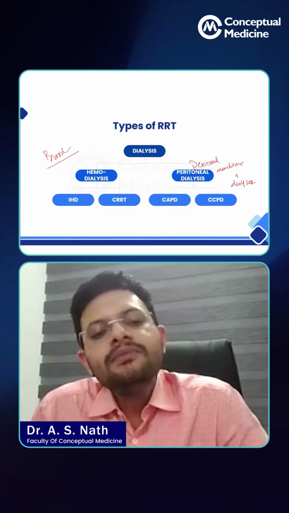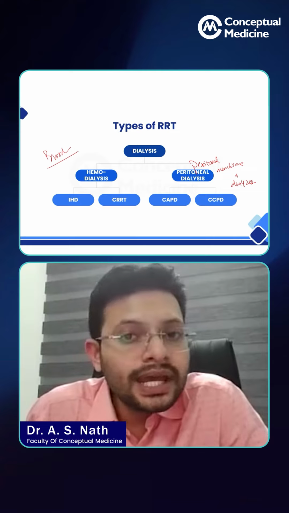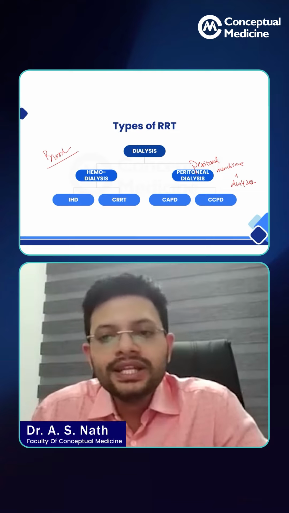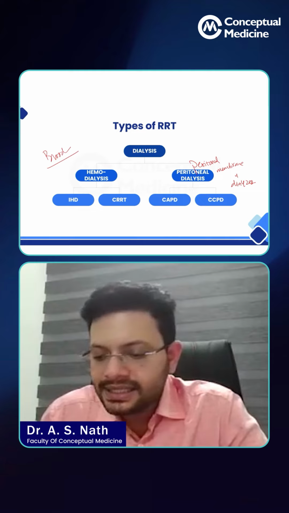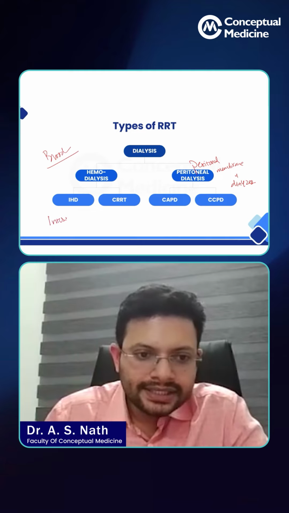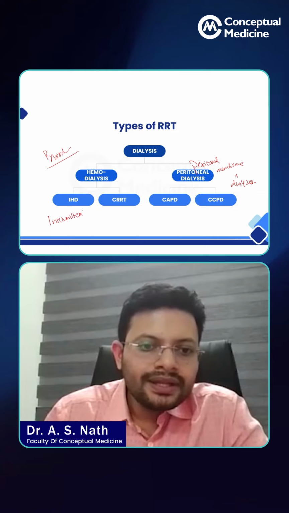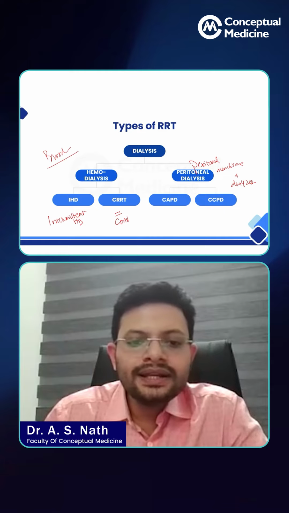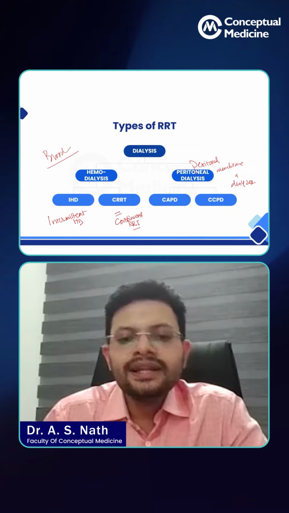Okay, and in hemodialysis, you have intermittent hemodialysis, which is IHD. IHD does not stand for ischemic heart disease. It stands for intermittent hemodialysis in this context. Okay, there can be intermittent hemodialysis or there can be continuous renal replacement therapy. CRRT stands for continuous renal replacement therapy.